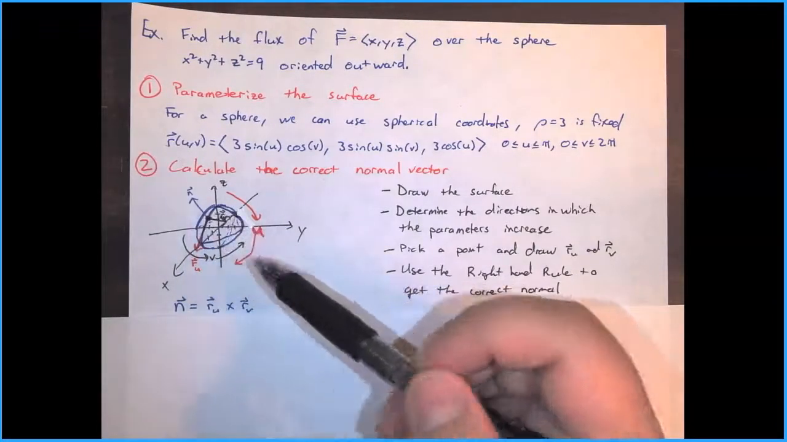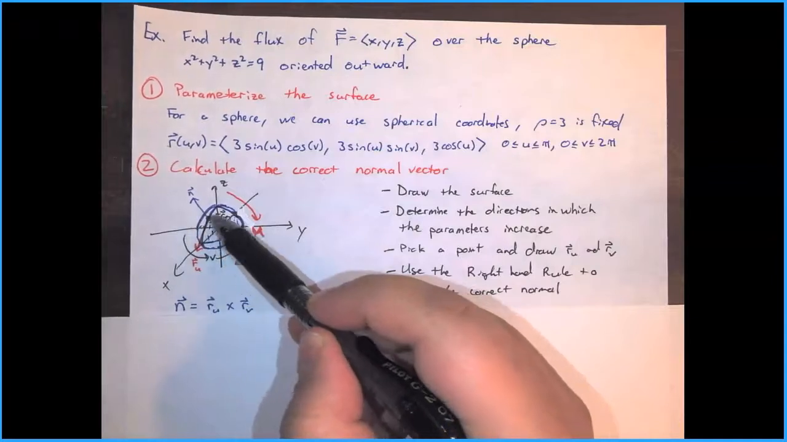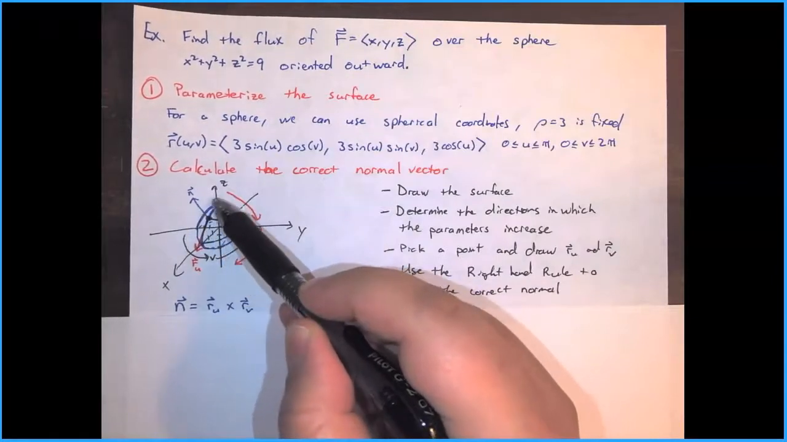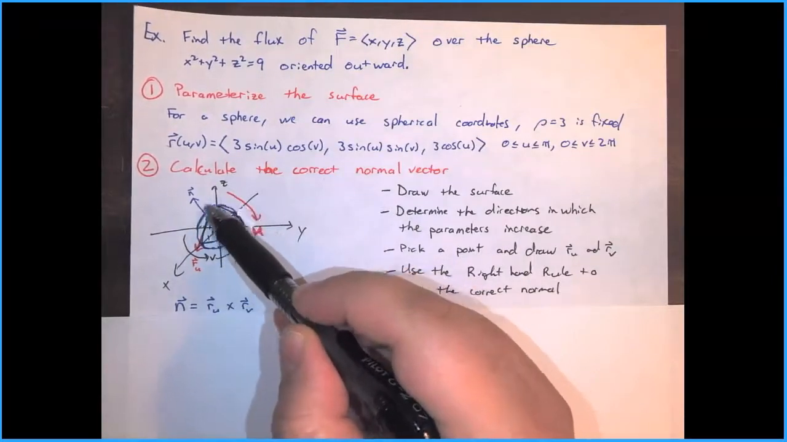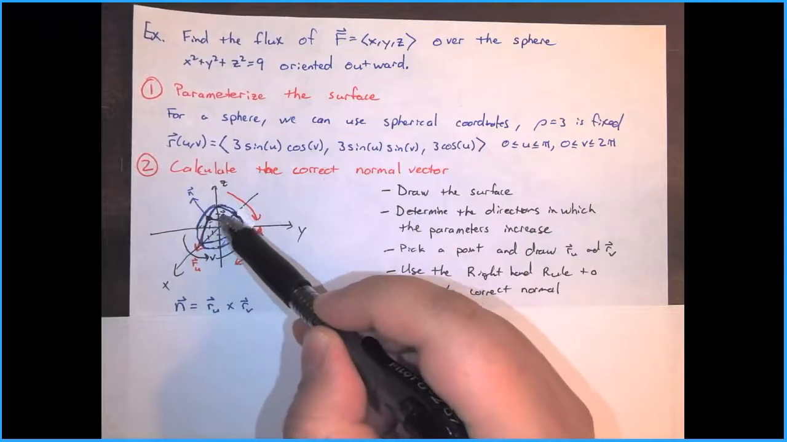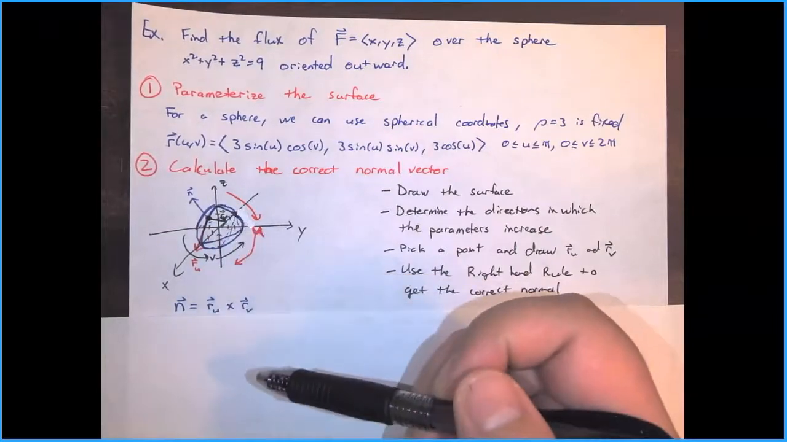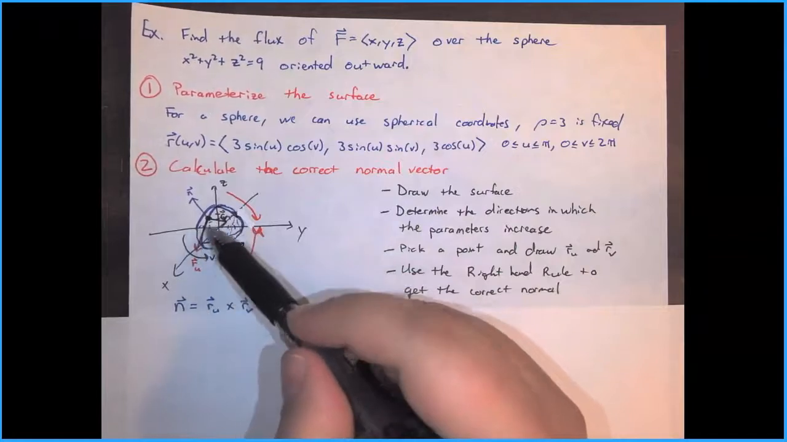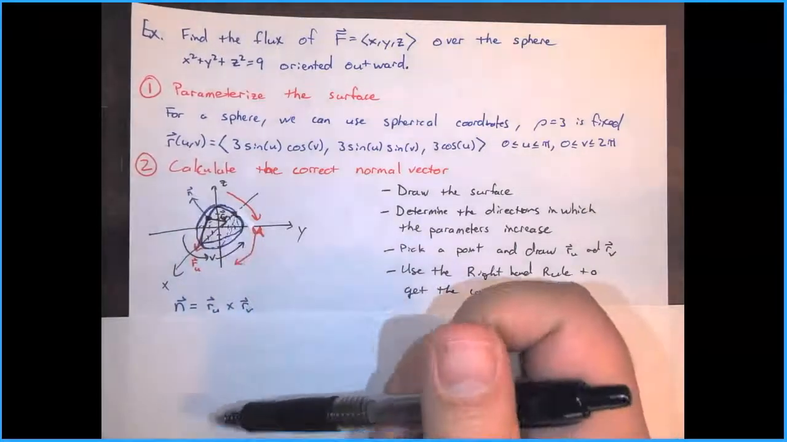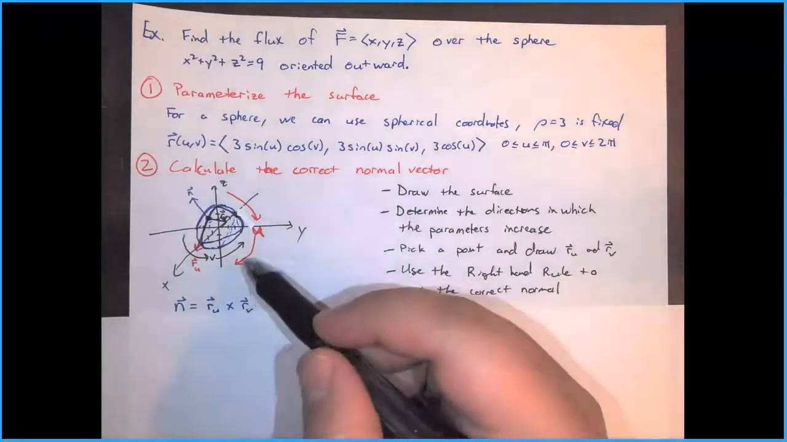And then I drew the partial derivative with respect to v going this direction, because here v is going around this portion of the sphere counterclockwise. So this is the direction the partial derivative with respect to v goes. And now it looks like they're orthogonal, but they're not. They'll give you a normal. That's just the way I drew it.